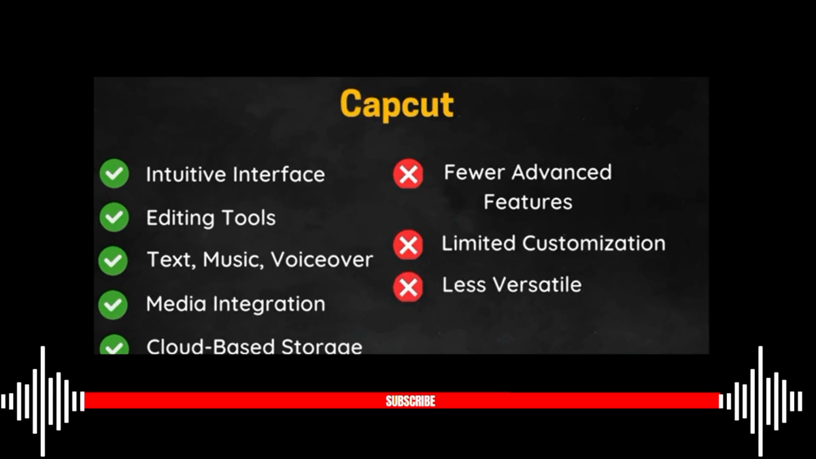Now let's talk about CapCut. CapCut offers a straightforward and intuitive interface, making it suitable for both new and experienced users. It includes a robust set of editing tools such as filters, transitions, effects, and more. You can easily add text, music, and voiceovers with built-in features. CapCut allows for easy publishing and sharing directly to social media platforms. It also supports cloud-based storage, giving you the ability to edit projects from any device.